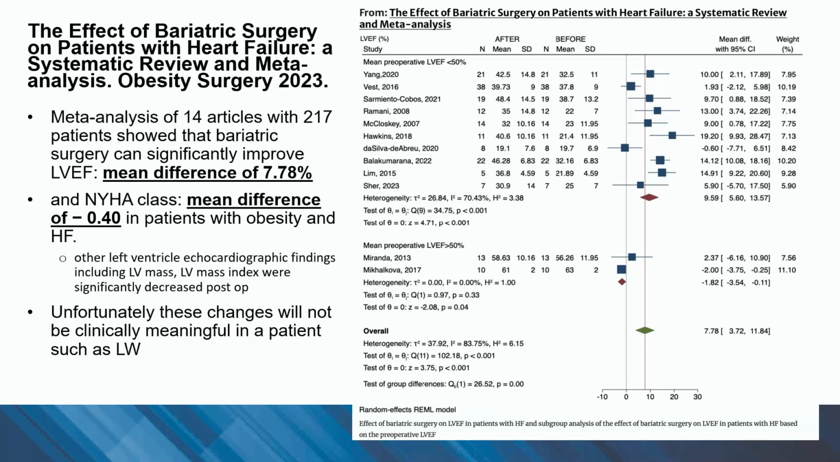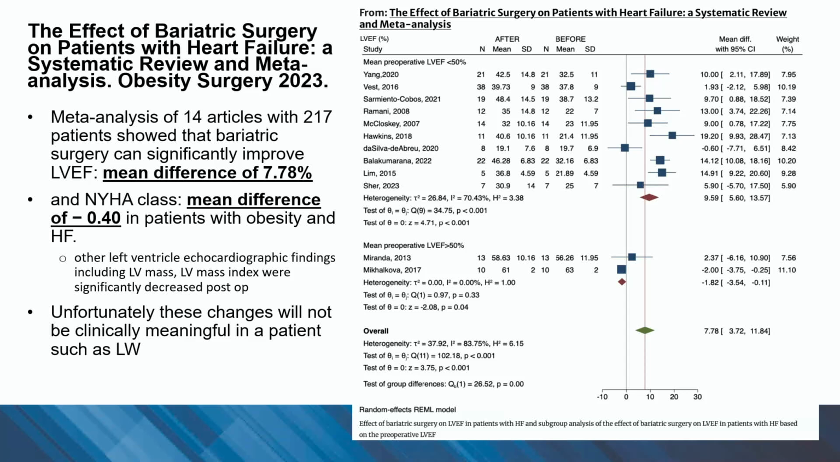I've included some data from this meta-analysis of 14 articles with 217 patients. And really a lot of the papers show that it is a safe procedure with the multidisciplinary team involvement for appropriate case selection. In terms of LVF improvement, the mean difference was only 7.8%.